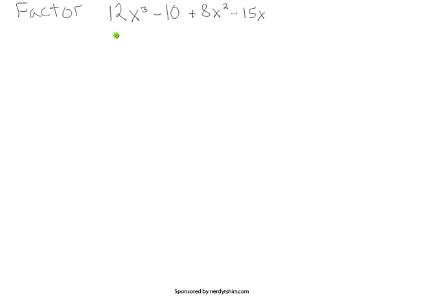So let's just go ahead and group this 12x cubed with this 8x squared, and those are going to have a solid coefficient and an x squared that we can take out of them, and then this negative 15x, excuse me, and this negative 10x are going to have a 5 at least that can come out. So let's try starting there and go ahead and write this out.